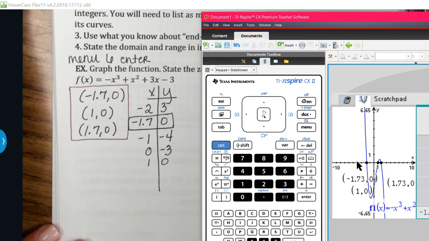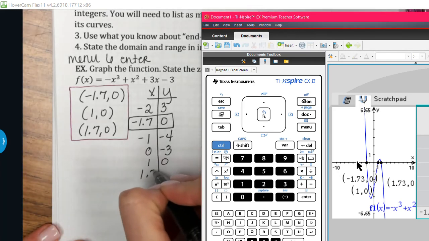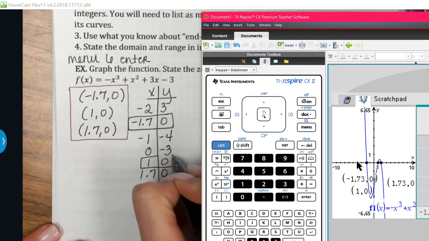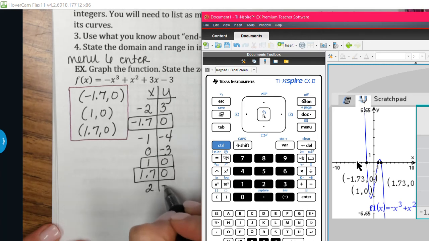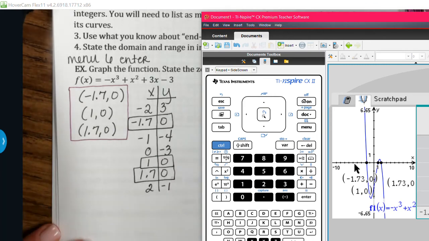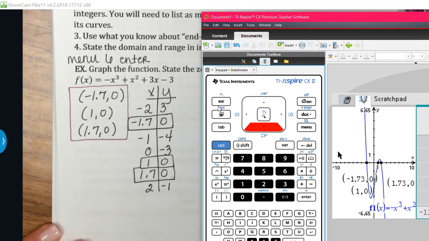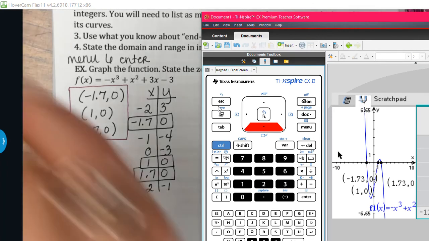Okay. Now I'm just going to put my 1.70, so I've got both of those right next to each other. And then I'm going to include 2, negative 1. Now if I need to keep going, I can. 3, negative 12, but that's going to go off my graph.